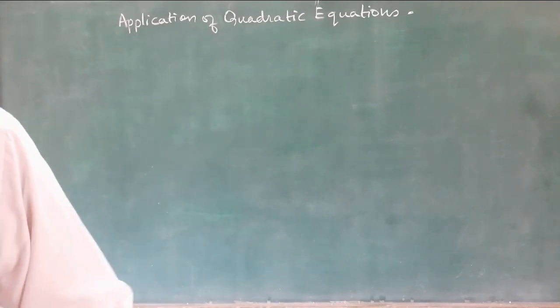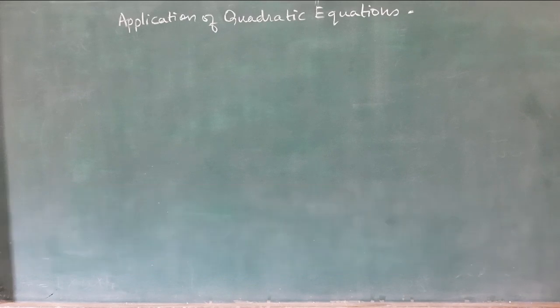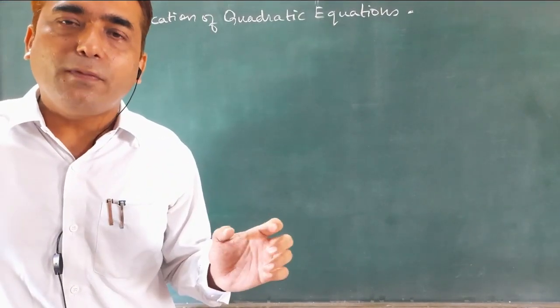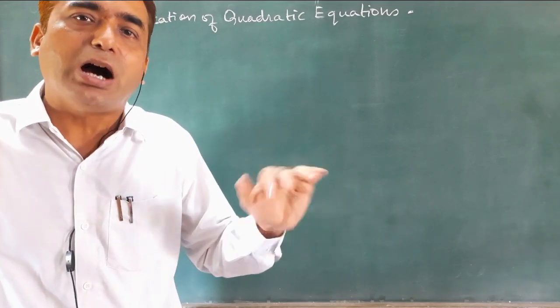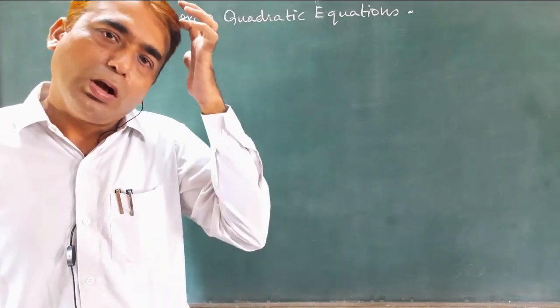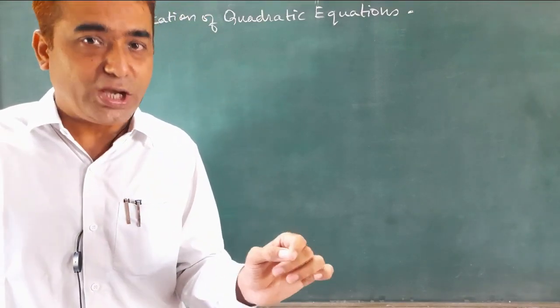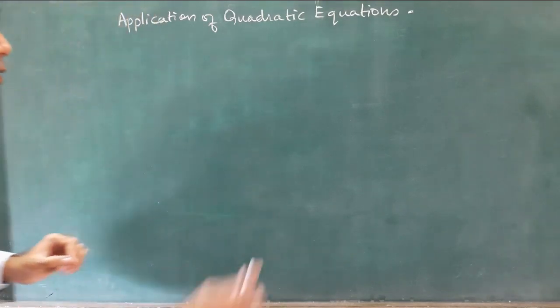The first question is: product of Pragati's age 2 years ago and 3 years hence is 84. Find her present age. Now there are three things. Product of Pragati's age 2 years ago and 3 years hence. 3 years hence means after 3 years. And we have to find her present age. So let's start with the same point. Let Pragati's present age be x years.